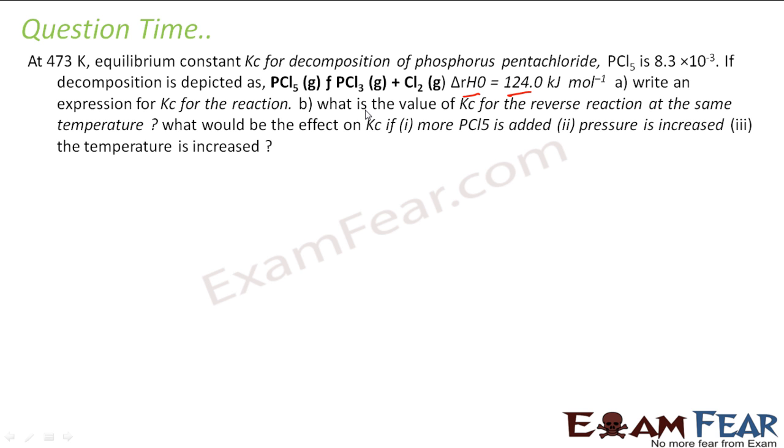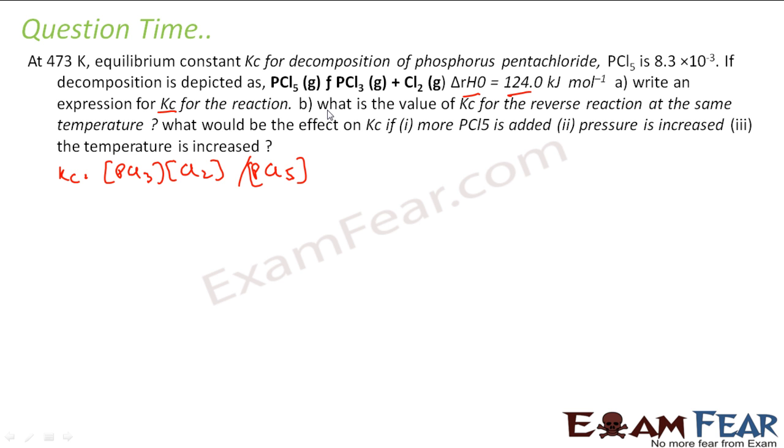To write the reaction, the first thing is we write Kc for the reaction. So let's first write Kc. Kc will be the concentration of PCl3 times the concentration of Cl2 divided by the concentration of PCl5. That is Kc. First part is done.